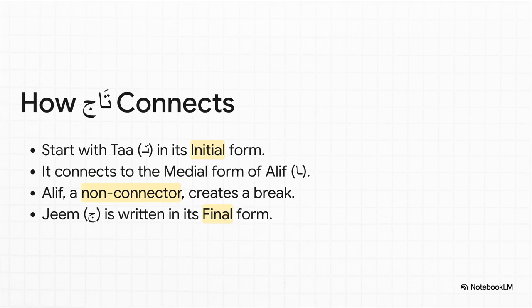It connects right into the Alif. Now, Alif is totally fine connecting to the Ta that came before it. But what happens next? That's right, the non-connector rule kicks in again. The Alif acts like a stop sign. It will not connect to the Jeem. So there's a break, and then the Jeem is written at the end in its final shape. So you get this flow. Ta connects to Alif, stop, then Jeem. Taj. You see how it works?